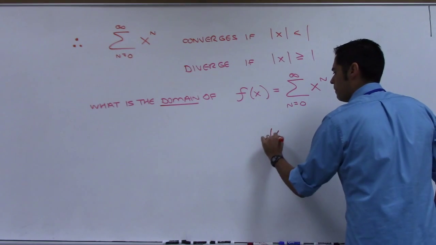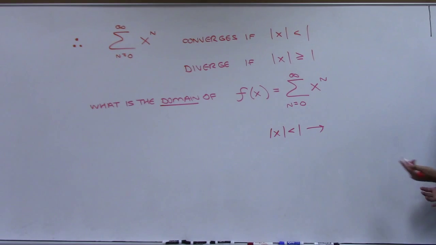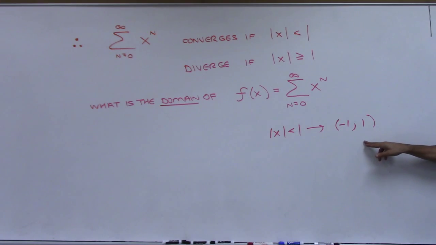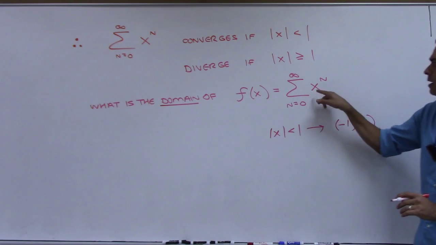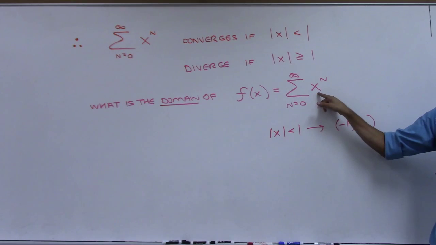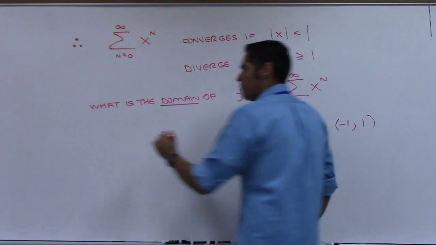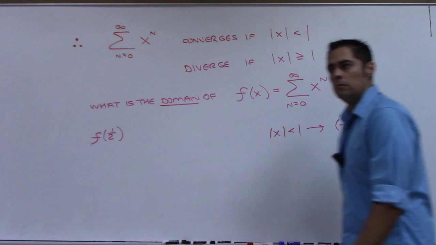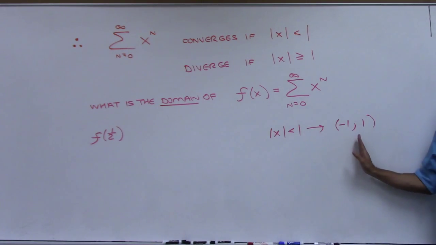So what's the domain of this function? Absolute value of x is less than 1, but how could we convert that over to interval notation? -1 to 1, right? This would be the domain of that function. So that means if I pick any number in here and I plug it into this function, it will spit out a numerical answer, won't it? As long as my input comes from here. We could take a pretty simple example, and I could ask you, what's f of 1/2?